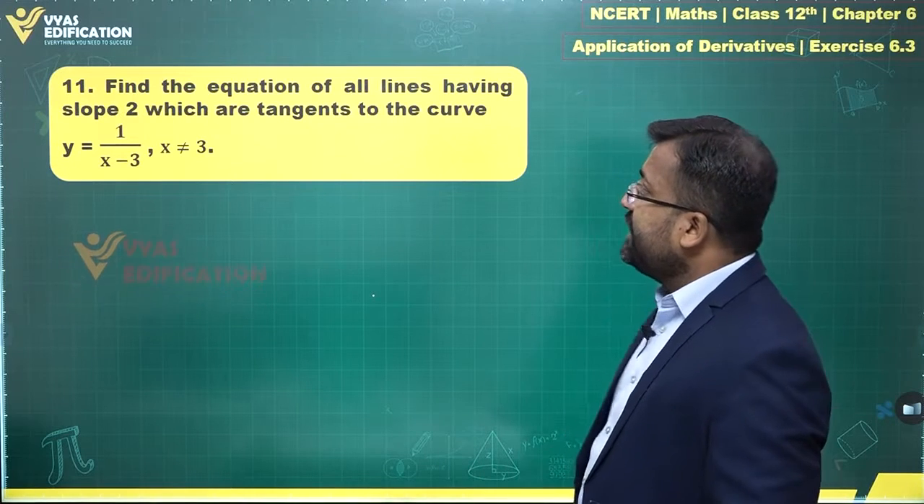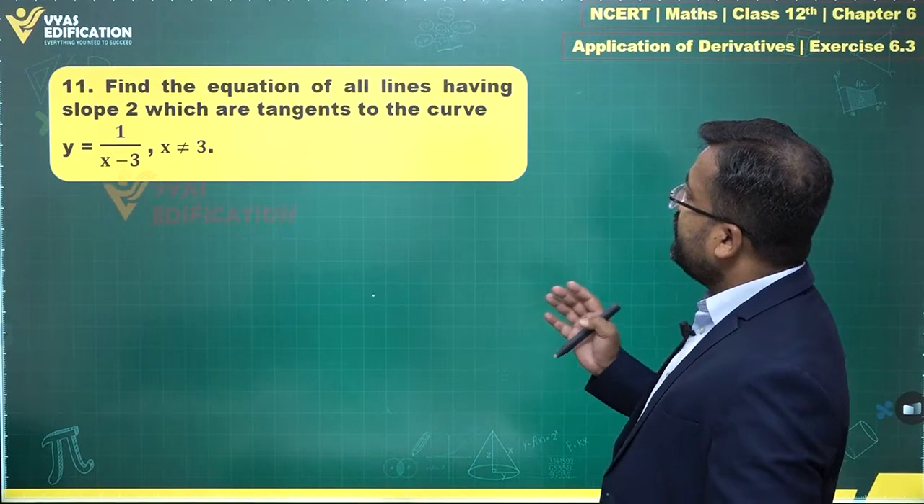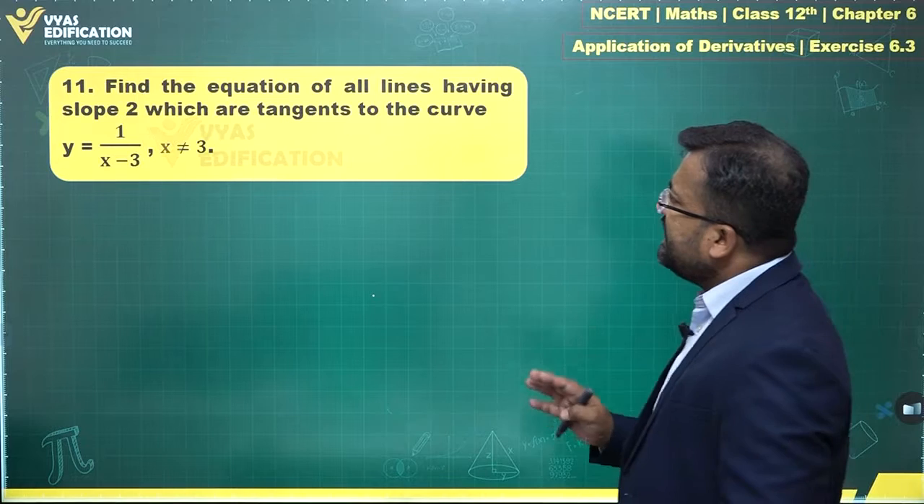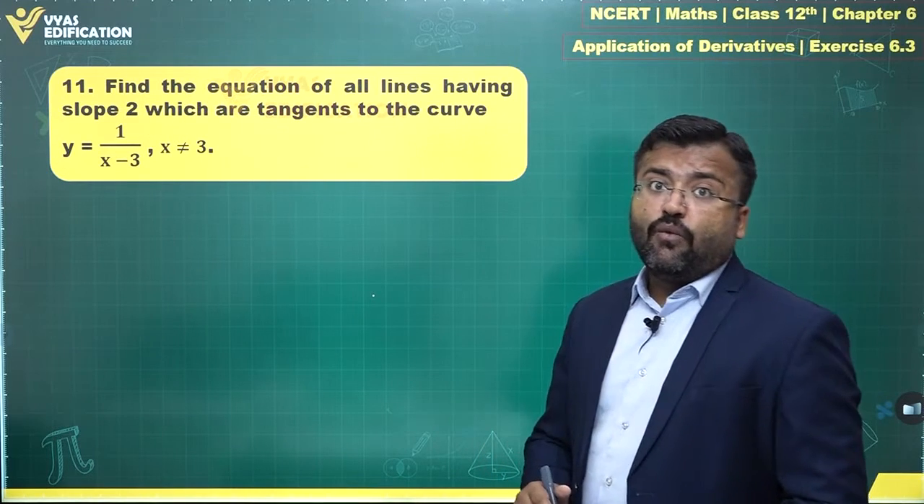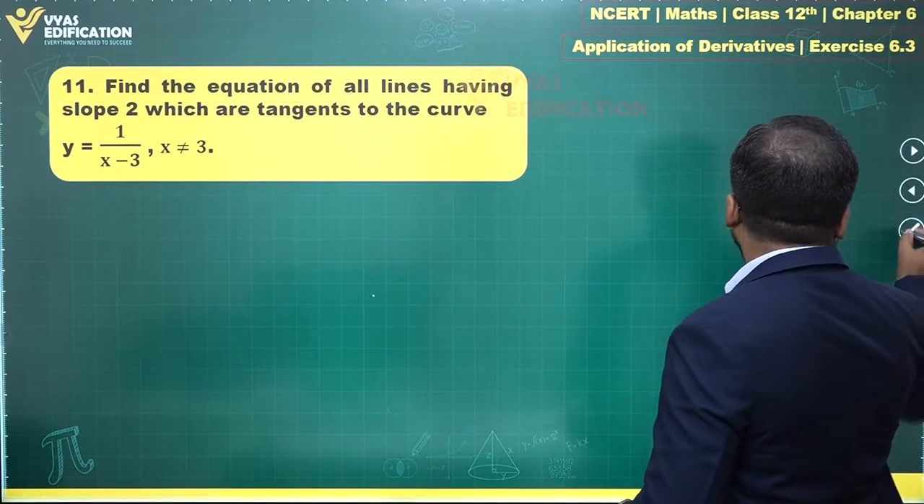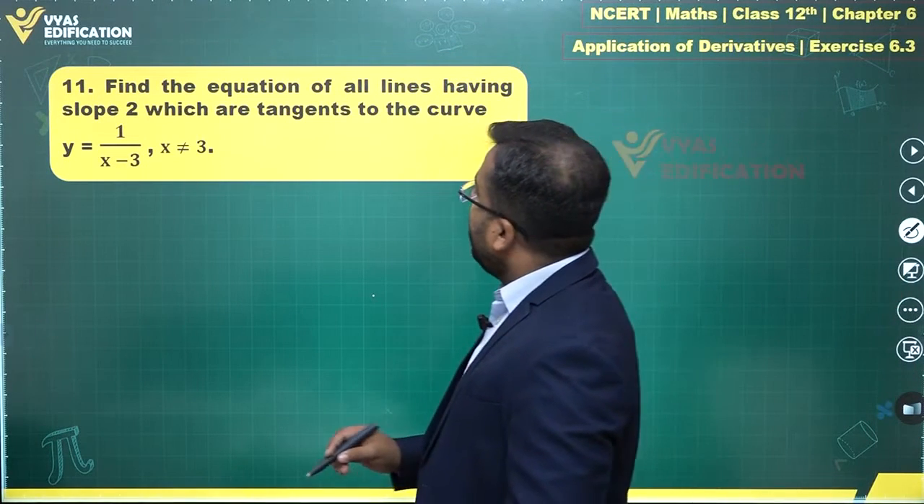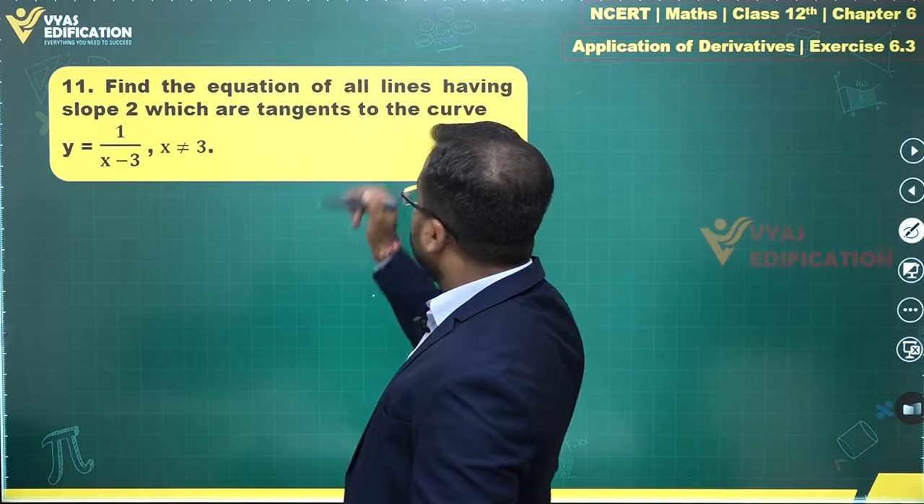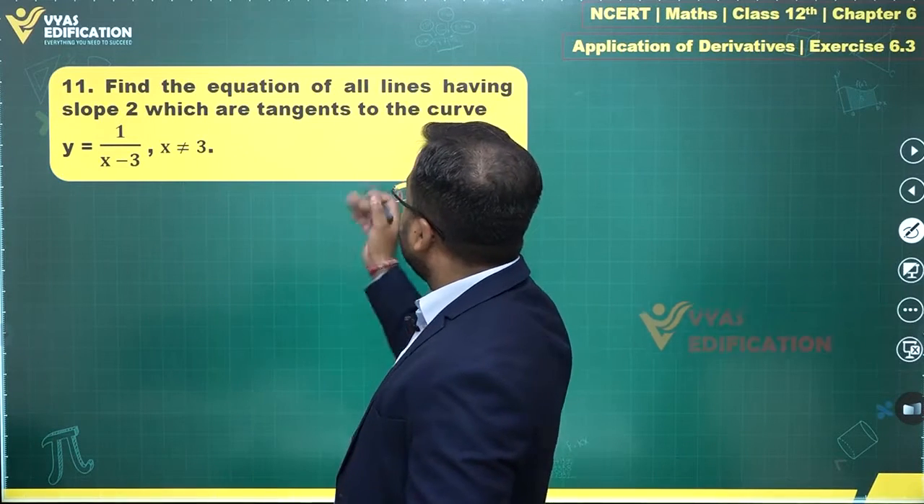Let's discuss this question next. Question 11 says: find the equation of all lines having slope 2 which are tangents to the curve y equals 1 upon x minus 3, where x is not equal to 3. Now what should we do in this one? We have lines having slope 2 which are tangents to the curve.